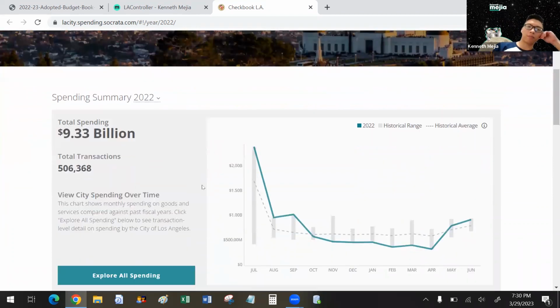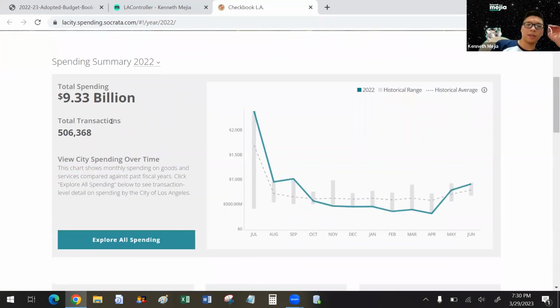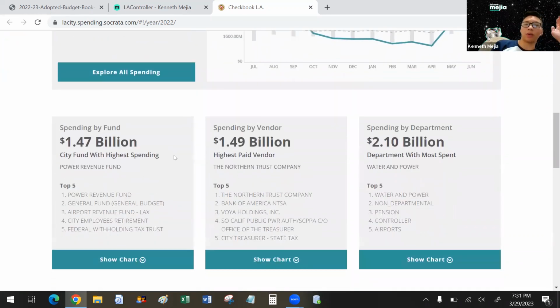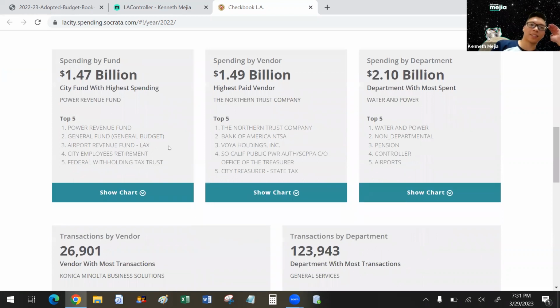If you scroll down here, we have a spending summary of how much we've spent so far in 2022. And you could see how many financial transactions of expenses there were. We also list out some other facts like spending by fund. So which fund had the highest spending? The Power Revenue Fund, which I think is under DWP, which is our highest paid vendor. It's just the Northern Trust Company.